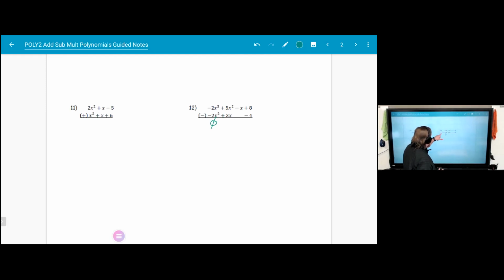5x squared minus 3, oh, this is a squared, by the way. 5x squared minus 3x squared. This is 2x squared.